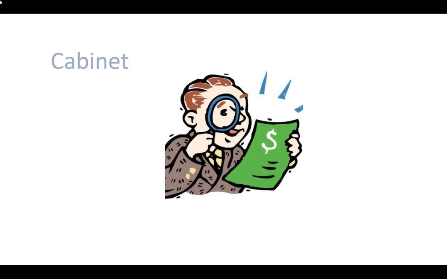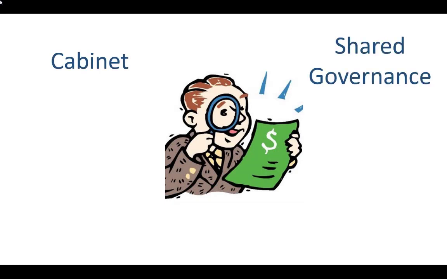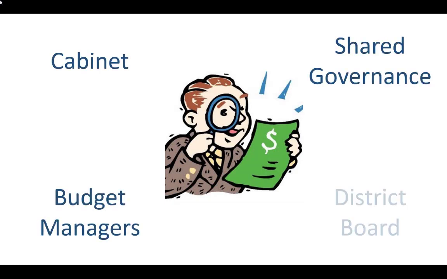This is part of the challenge mentioned earlier. There are typically more needs than resources to fund them. The initial budget is refined through further conversations with the cabinet, members of the shared governance, budget managers, and the board. When the initial budget is complete, it is shared with the shared governance and managers. This gives them another opportunity to review the budget, further refine requests, and provide clarification.